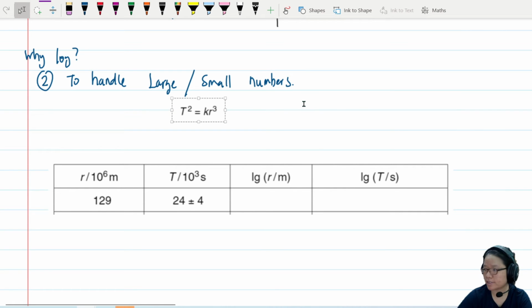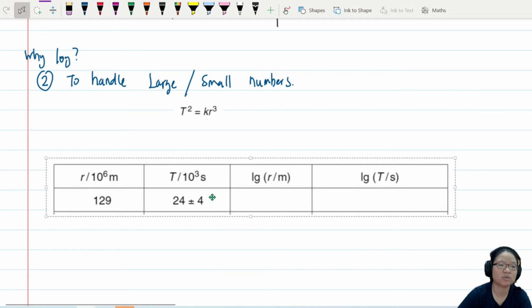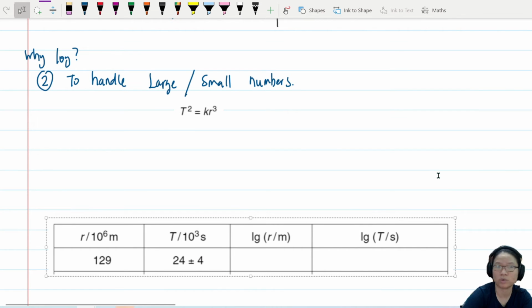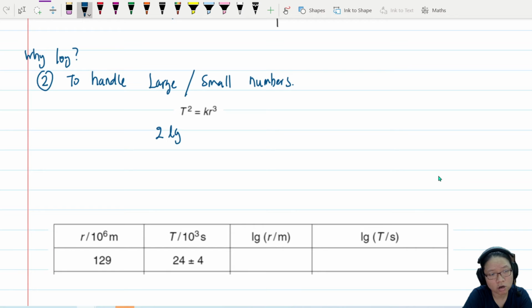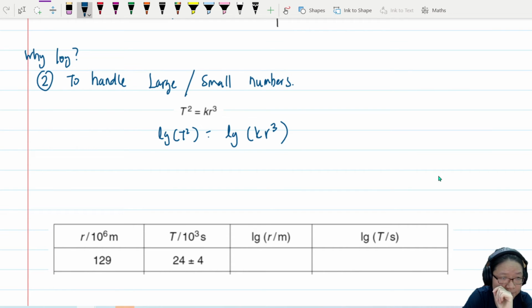Okay, and this is also a past year question. So you can log both sides. I'm going to just do this as practice with you, or you can pause the video and do it. If I log both sides, this will be 2 log T. Let me slow down for the people who need it. Log both sides first, KR power 3. Once you log both sides, you ask yourself, are there identities that I can use? Yes, my friend, you can have 2 log T is equal to log K plus log R power 3.